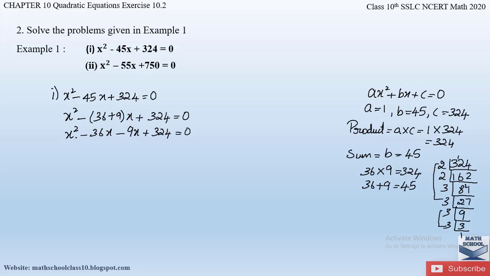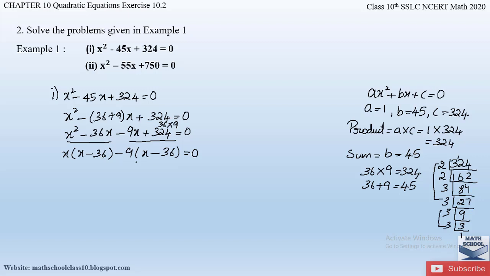Now we have to take common between these two terms and these two terms. Let us take x common here. We will be left with x minus 36. Now since there is a minus sign here, we take minus. 324 will be 36 into 9. Here you can observe 9 is common between these two terms. So let us take minus 9 common. x will be left here, so minus into minus 36 is equal to 0.